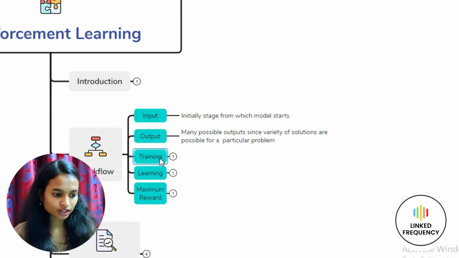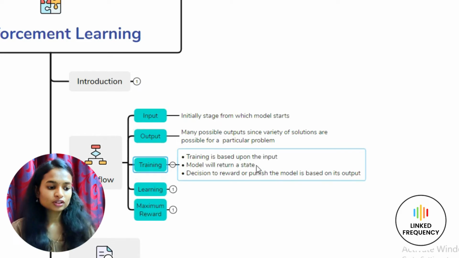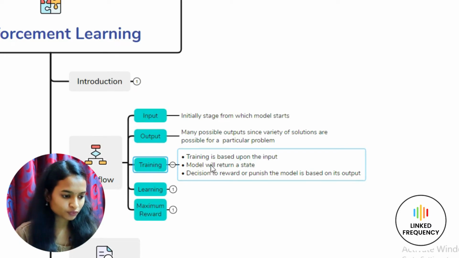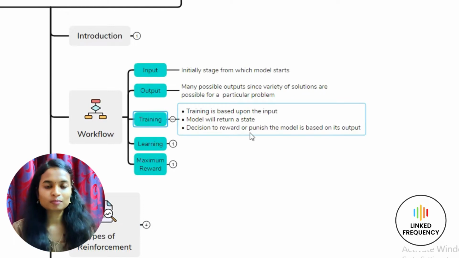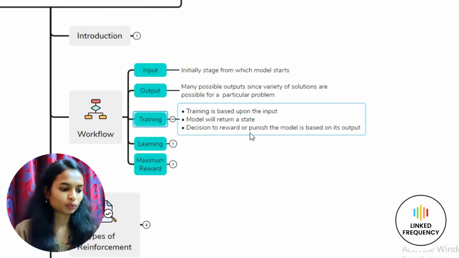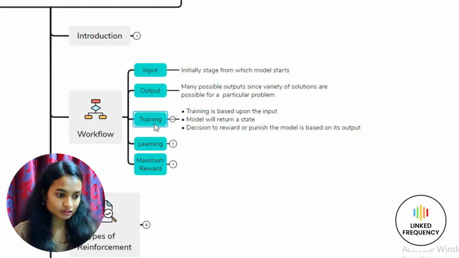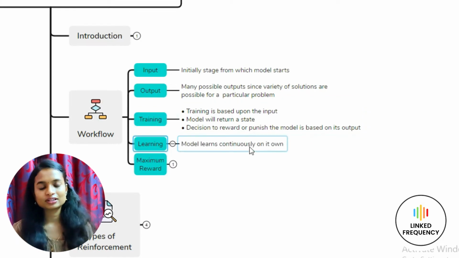Then training. In training, based on the input, the model gives a state to the agent and also a reward. The reward is based on a positive or a negative impact. I'll explain it in depth in the upcoming topics. At present, just remember there is a positive reward and a negative reward. This is part of training. Then learning. Learning happens continuously till a best solution is achieved by the model.